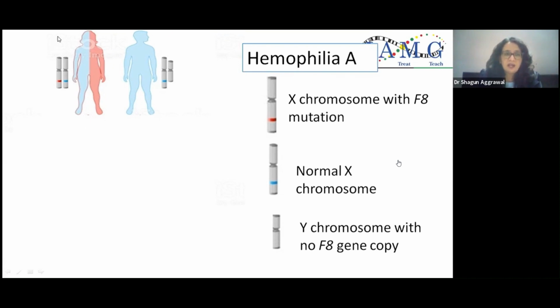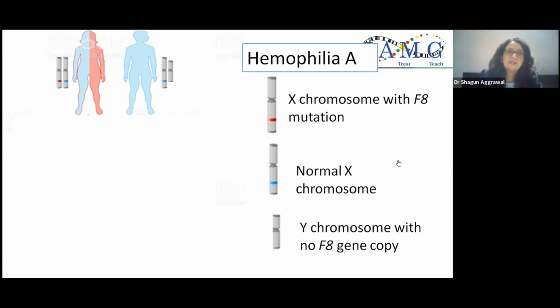So here we have a lady who has two X chromosomes. One of them has a normal copy of the F8 gene, which is blue in color, and the other copy is mutated, denoted in red. And this is her partner, and he has a normal copy of the F8 gene. He's completely healthy, and the Y chromosome does not have any copy of this gene. This particular condition shows an X-linked recessive inheritance.